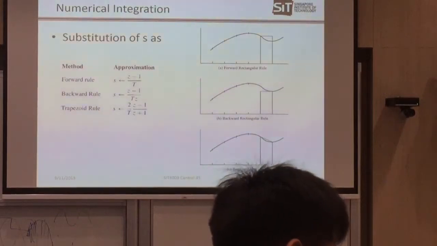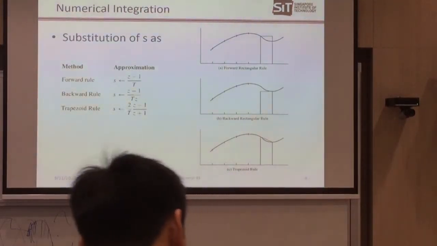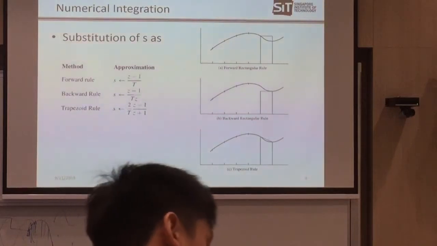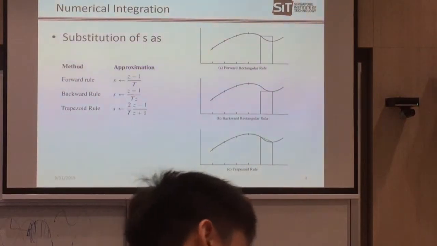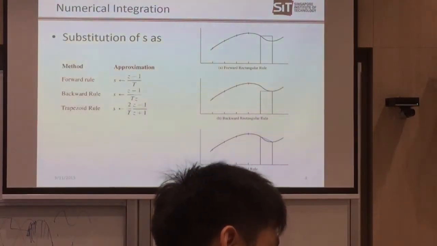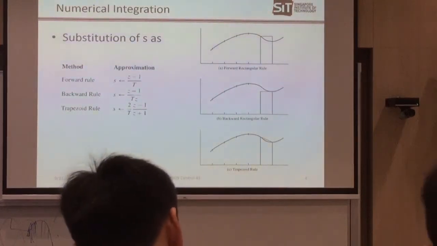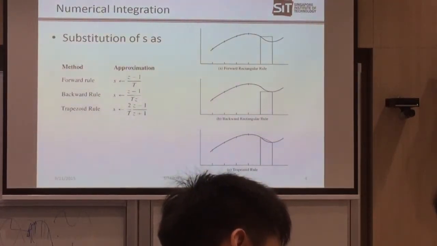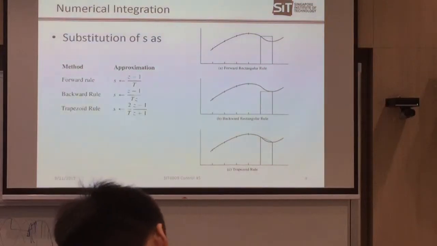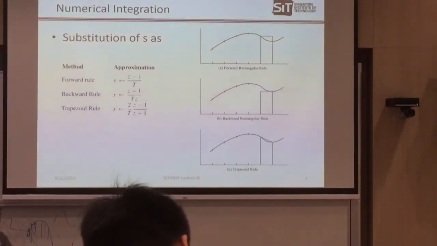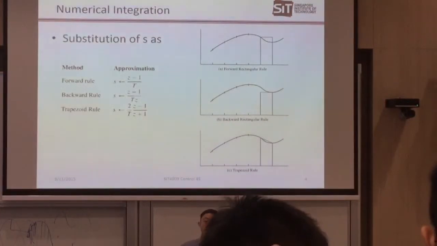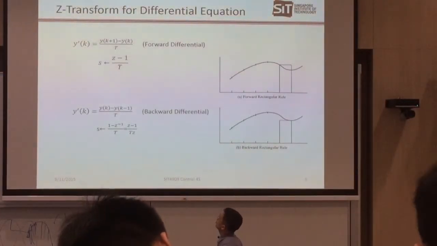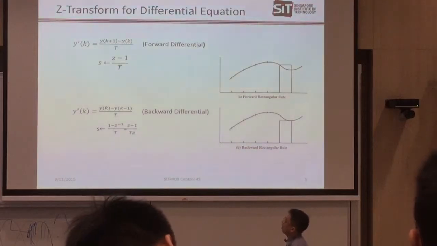Then for the difference equation, you can use the Z transform. Then for each type of approximation, you can find out a Z function. So basically, this Z function is to approximate your differentiation in your forward, in your backward, in your trapezoidal. So it depends which approximation you choose. Then you have different substitutions for your S function to get the equivalent Z function. Okay, so this is the detail of how you can get it.